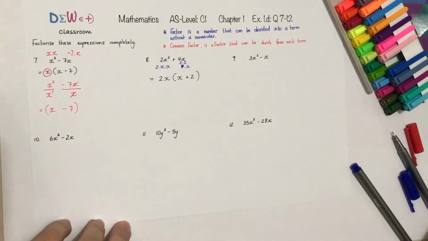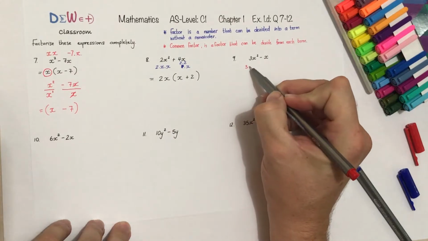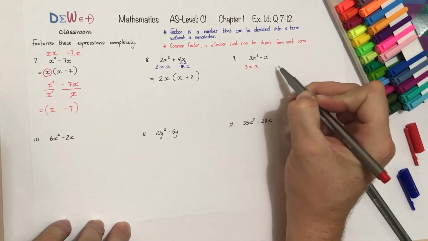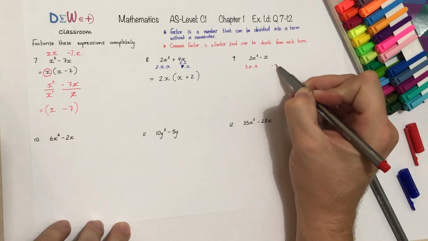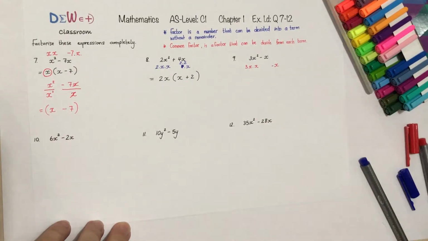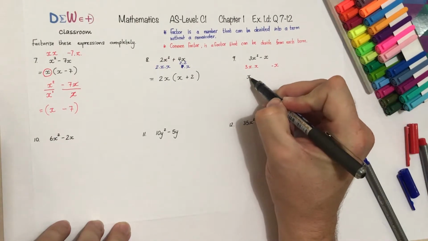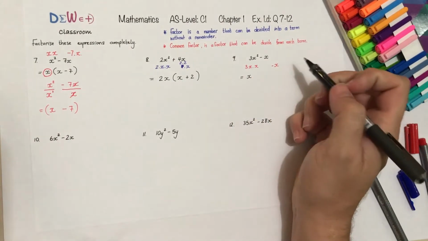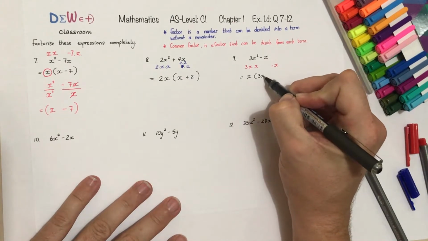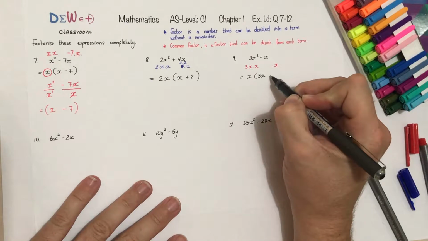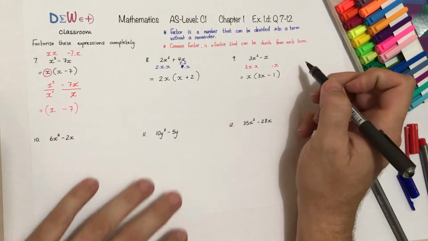We go over to question number 9. 3 multiplied by x for term 1, and for term 2 it is just an x. You can clearly see we can take out an x in each case. So when we take out our x as the common factor, we will be left with 3x for term 1, and we will be left with minus 1 for term 2.